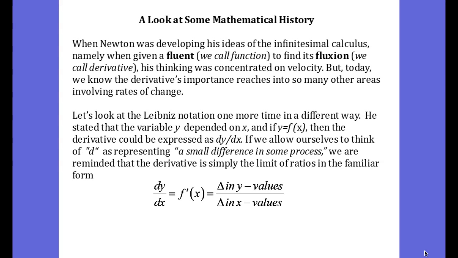So let's take a moment and consider the Leibniz notation one more time in a slightly different way. Leibniz stated that the variable y depended on x, and if y equals f of x, then the derivative could be expressed as dy/dx, a ratio. If we allow ourselves to think of d as representing a small difference in some process, what in physics is represented by the symbol delta, then we're reminded that the derivative is simply the limit of ratios in the familiar form dy/dx equals f prime of x is equal to the change in y values over the change in x values. This is our familiar average rate of change formula. It is the slope of the secant line.